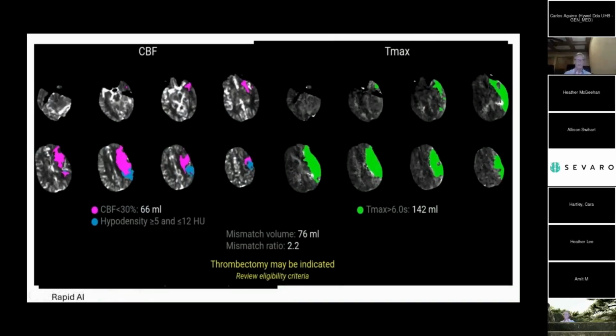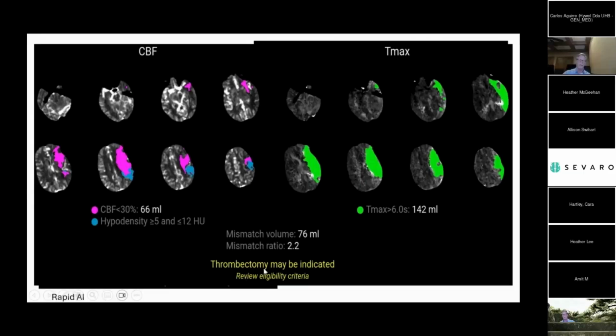So they don't overlay maps. They have separate maps. They use an absolute Tmax of greater than 6 for their decreased perfusion, like we talked about. It's displayed in green. And then their core is a relative CBF of less than 30% compared to the normal hemisphere, displayed in the magenta. Now, they also give you a core infarct volume, which is 66 in this case, and a mismatch ratio.